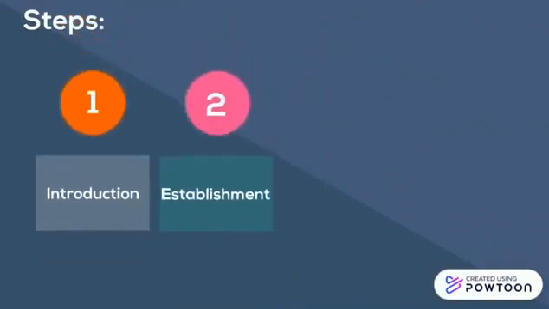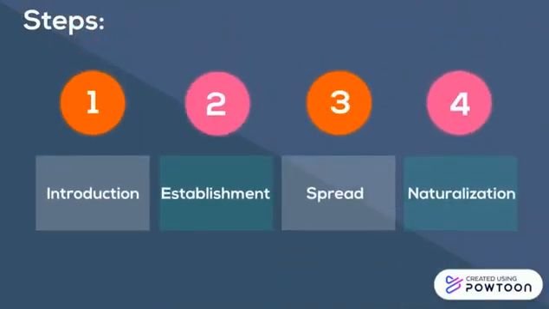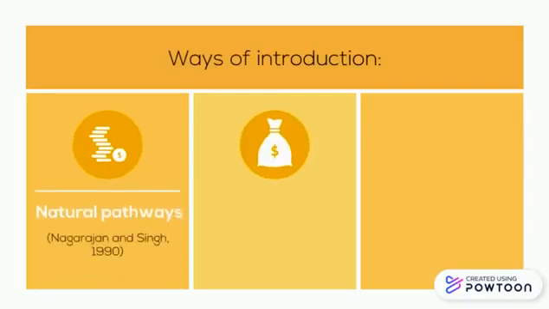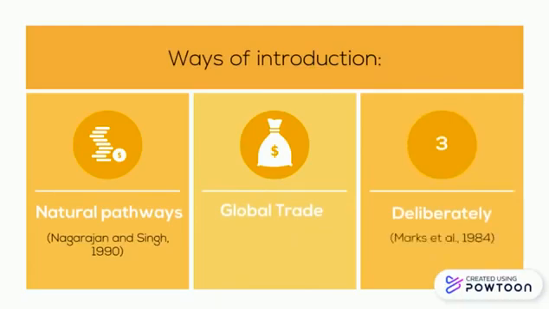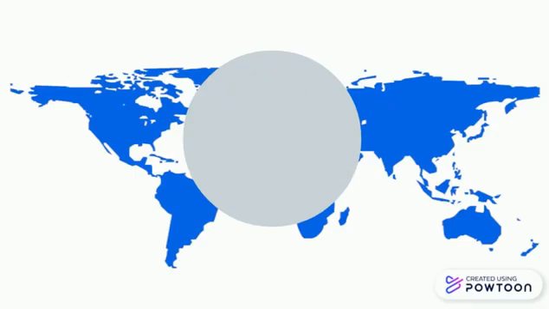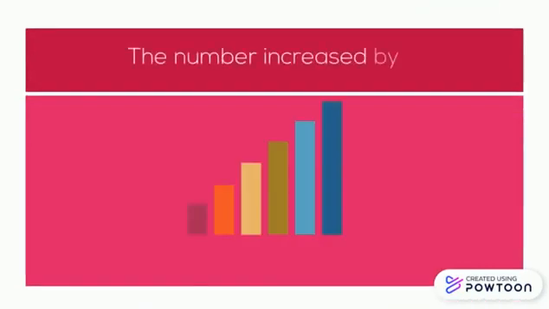There are 4 steps in the biological process of colonization, which are introduction, establishment, spread, and naturalization. In short, there are 3 ways of introducing invasive species, including natural pathways, global trade, and deliberate introduction. Most of them are mainly attributed to globalization, because expanding global trade and cross-boundary activity allow the transport of species to various parts of the world, including Malaysia.